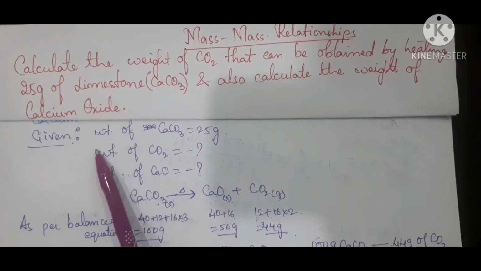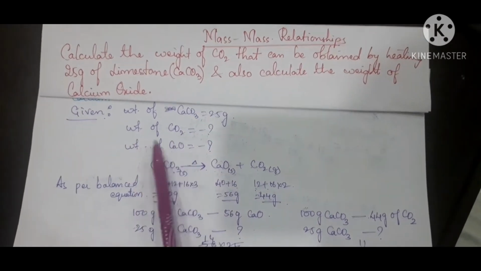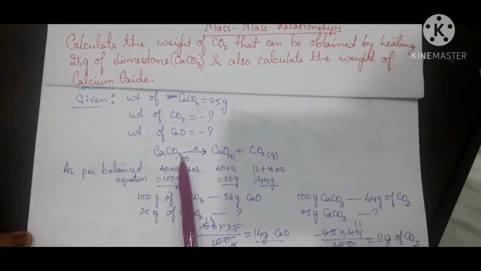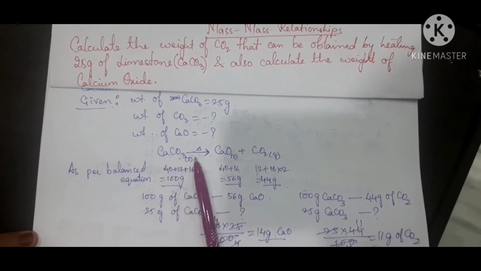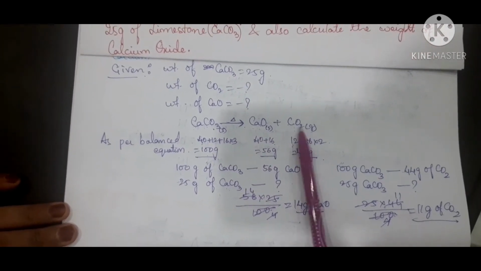So first we need to write the given data. Calcium carbonate only is given, and we need to find the mass of carbon dioxide and mass of calcium oxide. First, the balanced chemical equation. I have written calcium carbonate. On heating we are going to get calcium oxide and carbon dioxide.